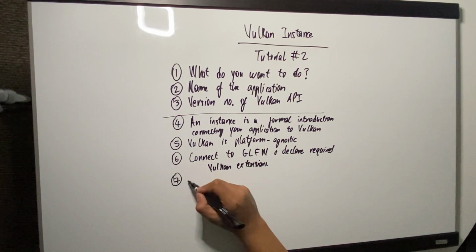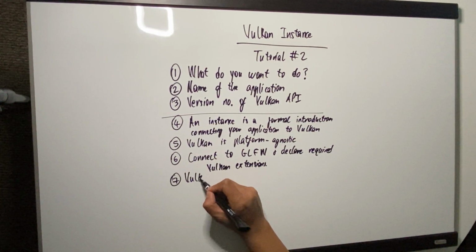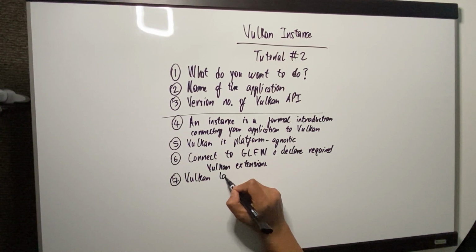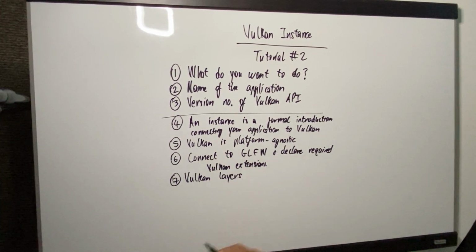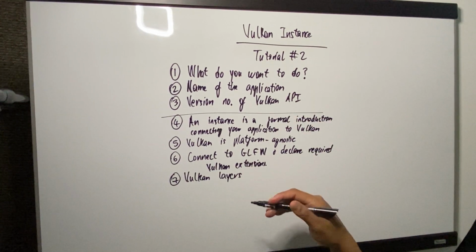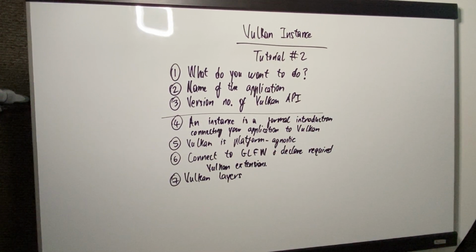And then also number 7, Vulkan Layers. So you're going to have to declare what Vulkan layers you're going to use. There's a huge thing about validation layers. You sort of declare, okay, do you want validation layers? You don't want validation layers? What validation layers do you want, etc. So the Vulkan instance declares what validation layers you're going to use in your instance and all of that stuff. And that's pretty much it.